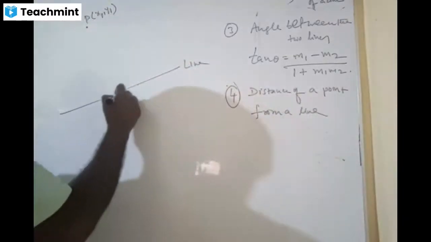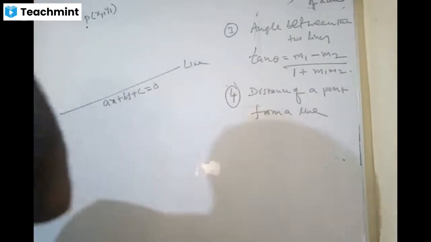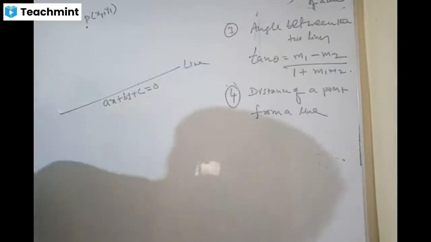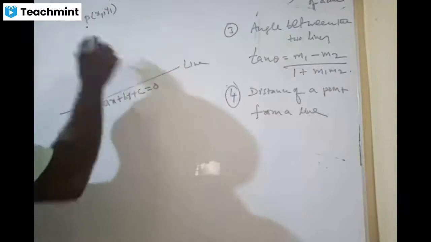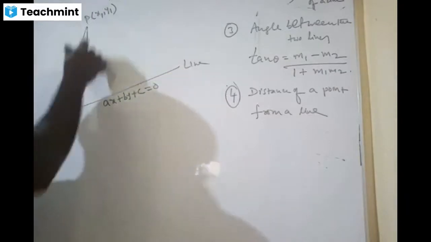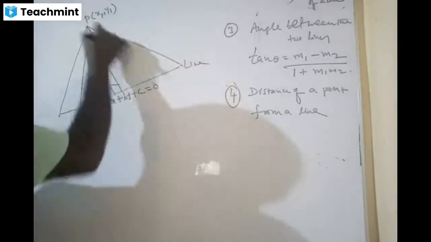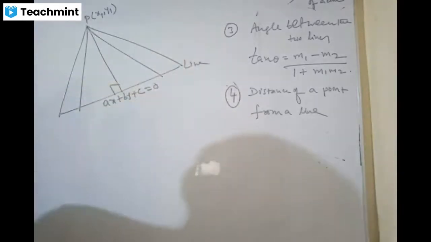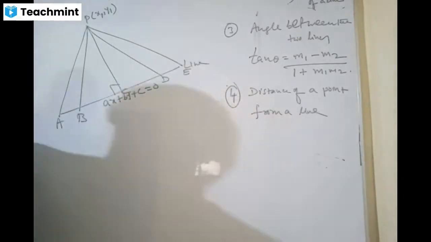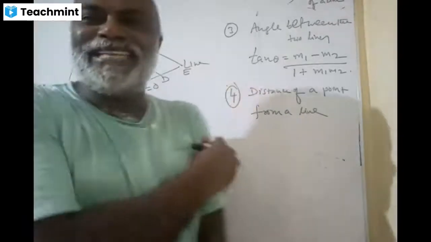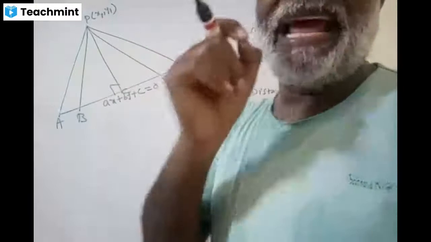And the line is ax plus by plus c equal to 0. This is what you learned in linear equations in 2 variables. Can you please tell me which is the distance from a point to the line? Is it this, or this, or this? Which is the real distance? Perpendicular distance, sir. Brilliant. The distance of a point is nothing but the perpendicular distance of the point to the line.